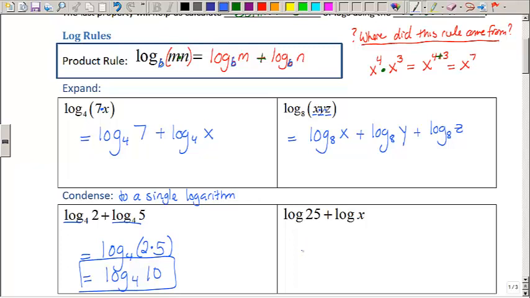On our last problem here, we have log of 25 plus log of x. Are the bases the same? Well, yes, they are. The first base was an invisible base 10, the second base was an invisible base 10, so I'm going to leave an invisible base 10 on my answer. And I'm taking the 25 and the x arguments and multiplying them to get 25x. And now I've condensed both of these expressions down to a single logarithm.